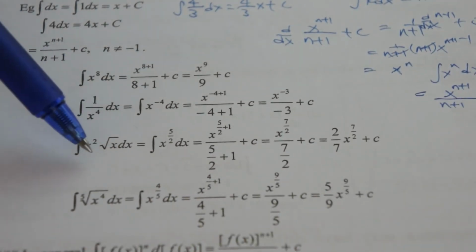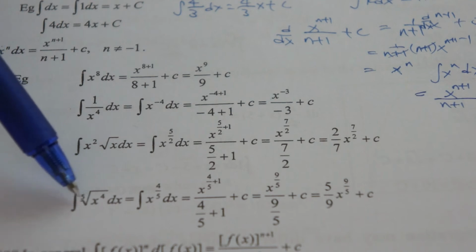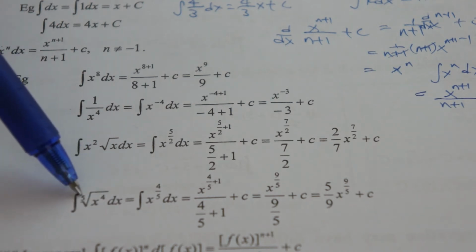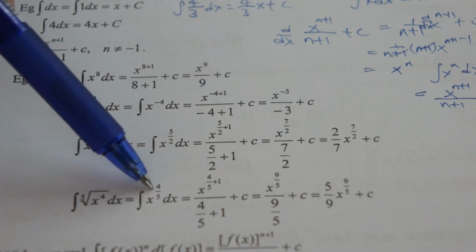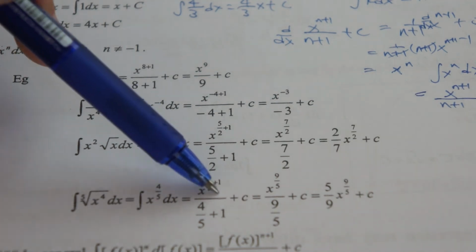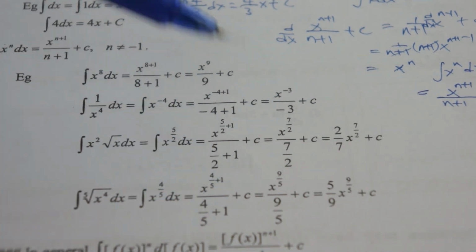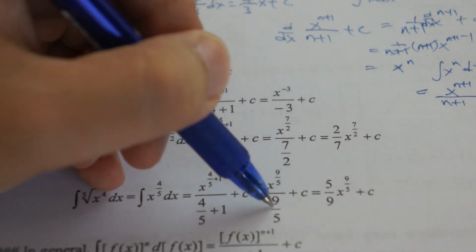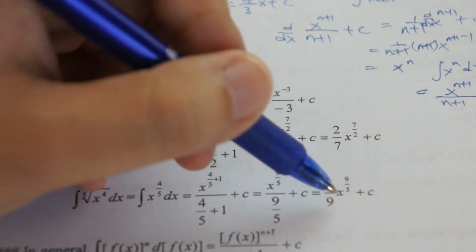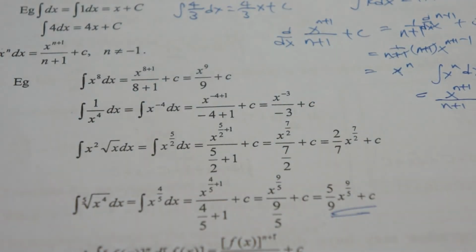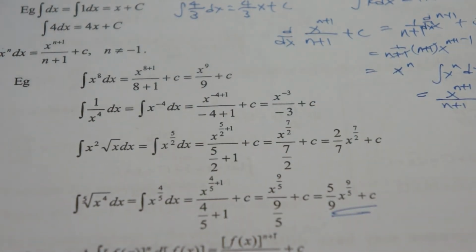So similarly, like this one, x to the power of 4 over 5, the fifth root. So as I said in chapter 3 many times, it will be 4 over 5 for the power. Afterwards, the result is 4 over 5 plus 1, and then divided by 4 over 5 plus 1. So the answer is x to the power of 9 over 5 divided by 9 over 5. So it becomes 5 over 9 times x to the power of 9 over 5 plus c. And that's it. Okay, so that completes the first two rules.